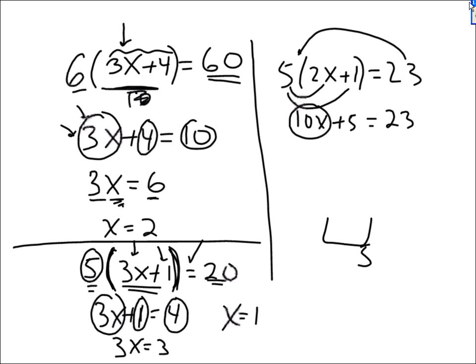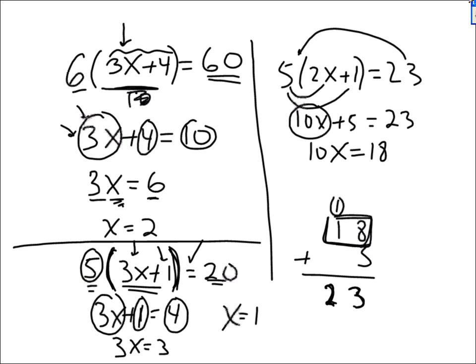If you didn't know what number goes there to get 23, well, 8 plus 5 gives you 13, which ends in a 3. And the one that we carried over plus another one, that gives us 2, 23. So the unknown number is 18. 10x must be 18. 18 divided by 10 is x. I divide the top by 2, I divide the bottom by 2. I can't reduce any more. X is 9 over 5.